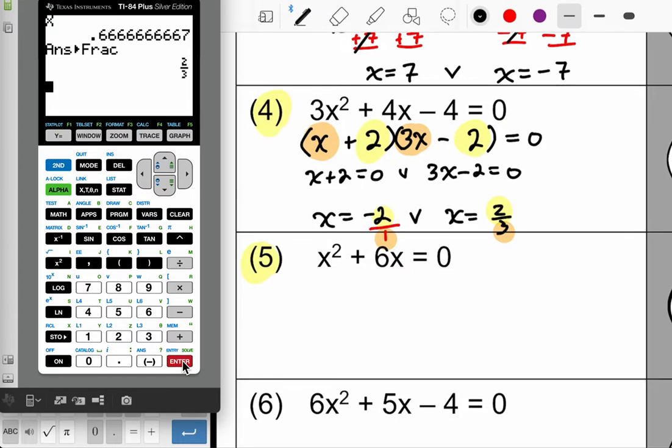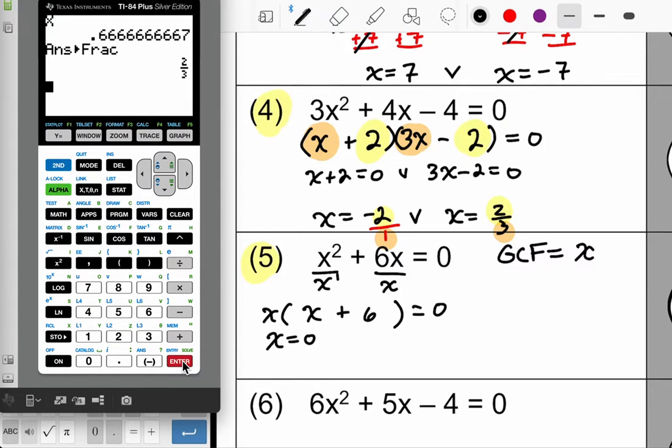The only alternative, well, there's two possibilities. Maybe it's not factorable at all. But the other possibility is that there's a GCF. So my GCF, I notice a common x can be factored out. So x squared divided by x to the first, keep the base, subtract the exponents, gives you an x plus 6 equals 0. Set each factor equal to 0. And you get x equals 0 or x equals -6.